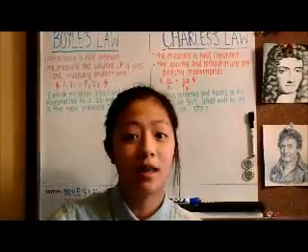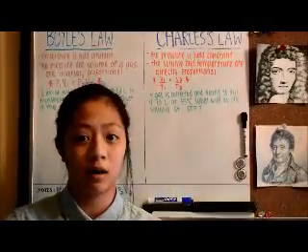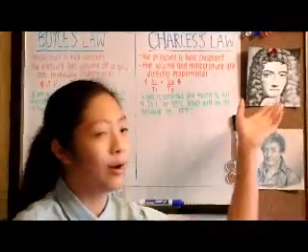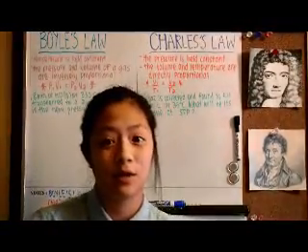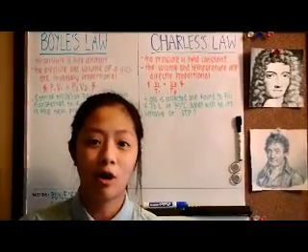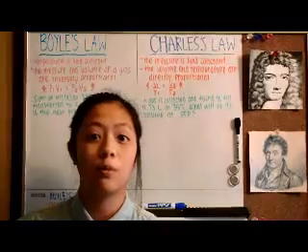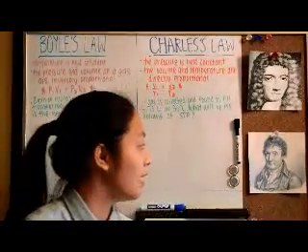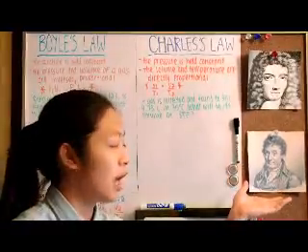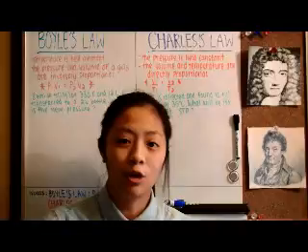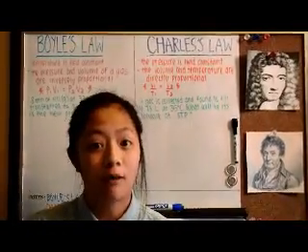Now, the history behind these two laws is that first we start off with Boyle's law, which was discovered by Robert Boyle in 1662. Boyle discovered that a gas's volume is inversely proportional to pressure. But about a century later, in 1780, Jacques Charles discovered that a gas's volume is directly proportional to Kelvin temperature.